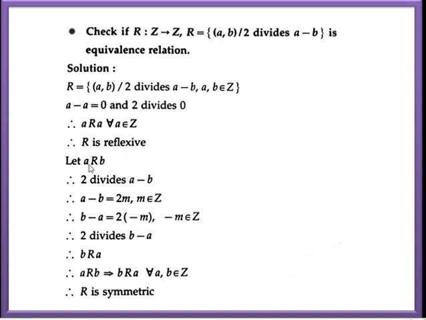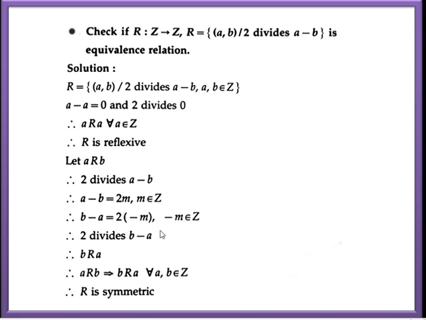Let a be related with b. Therefore 2 divides a minus b. Therefore a minus b is 2m, where m is also an integer, because when I say 2 divides a minus b, it means (a minus b) upon 2 is any integer, say m. So cross multiplication gives a minus b equal to 2m. Now tell me what will be b minus a? It will be 2 into minus m. Note that if m is an integer, minus m is also an integer. Therefore 2 divides b minus a.